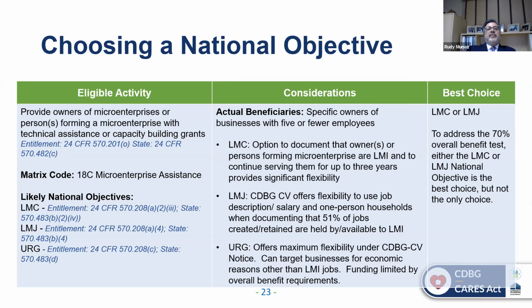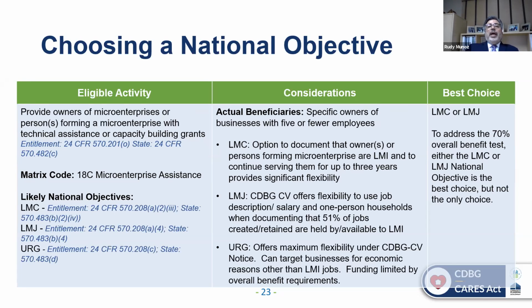Section 570.208(a)(2)(iii) reads as follows. I'm going to read this. A microenterprise assistance activity carried out in accordance with the provisions of 570.201(o) with respect to those owners of microenterprises and persons developing microenterprises assisted under the activity during each program year who are low and moderate income persons. For purposes of this paragraph, persons determined to be low and moderate income may be presumed to continue to qualify as such for up to a 3-year period.